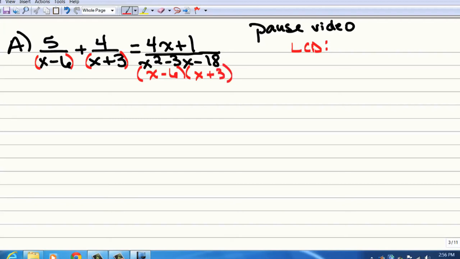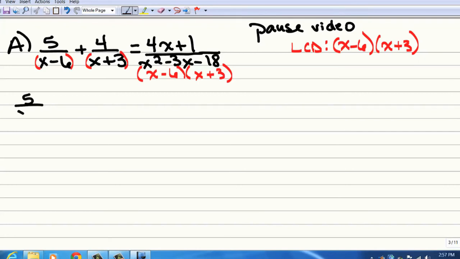So our LCD, we have to have the first denominator represented, so we have to have an x minus 6. With the second fraction, we have to have that denominator represented of x plus 3. And then luckily, this last fraction has both the x minus 6 and x plus 3, and they're both already represented. Now we need to multiply everybody by that LCD in order to reduce and get rid of those denominators.